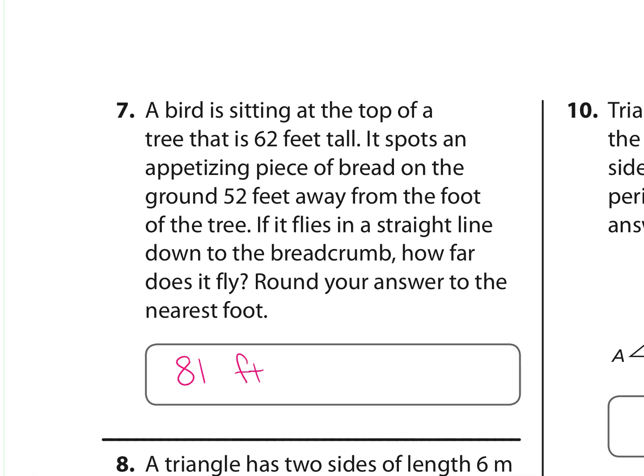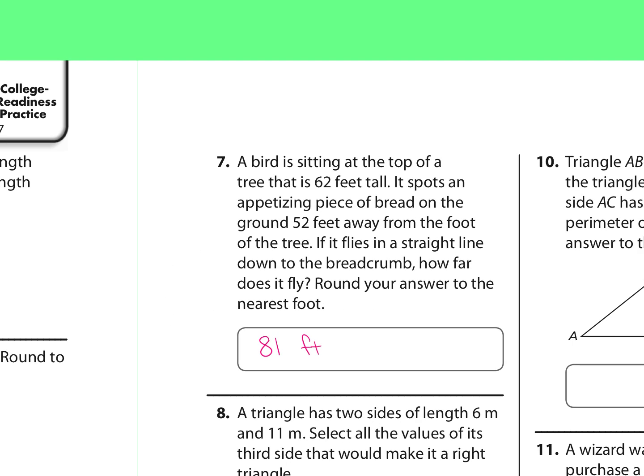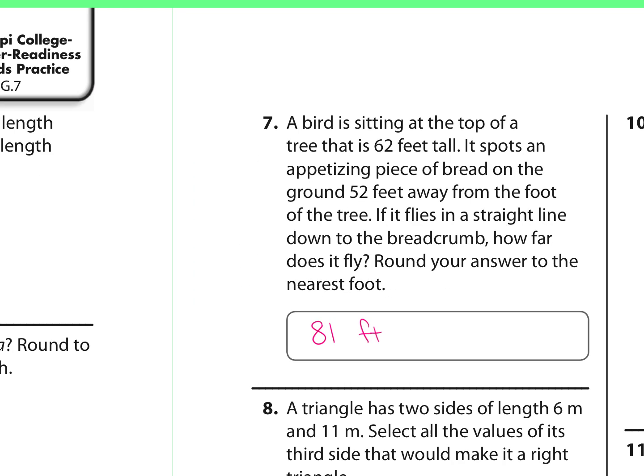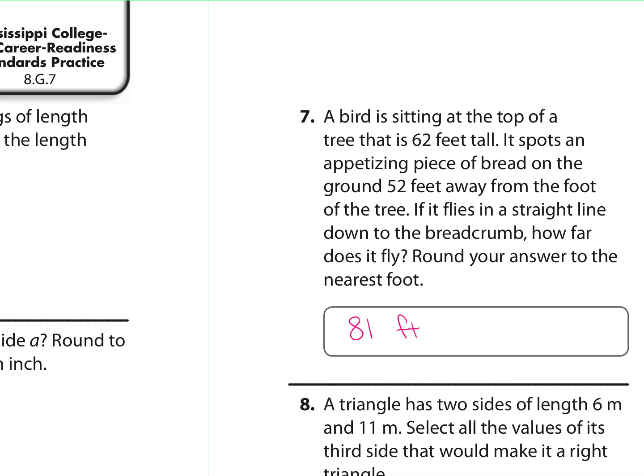Number 7, we're going to describe. A bird is sitting at the top of a tree that's 62 feet tall. It spots an appetizing piece of bread on the ground 52 feet away from the foot of the tree. If it flies in a straight line down to the breadcrumb, how far does it fly? Round your answer to the nearest foot. So I'm going to draw a picture when it's asking about something really descriptive and it doesn't give a picture already.